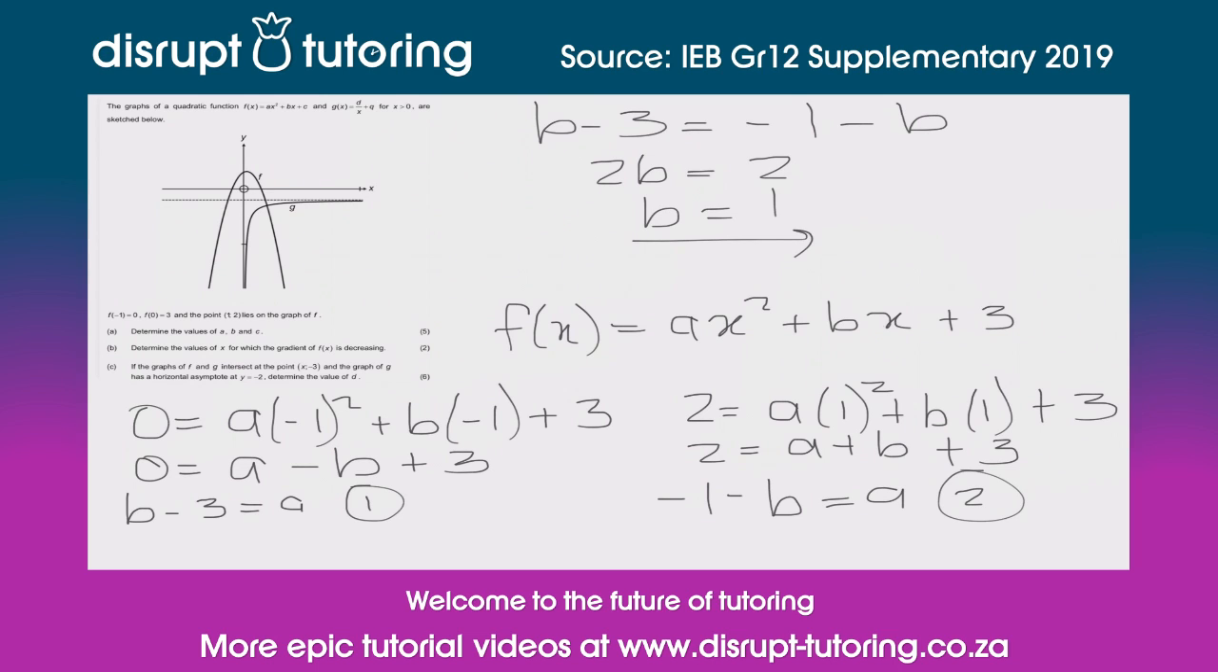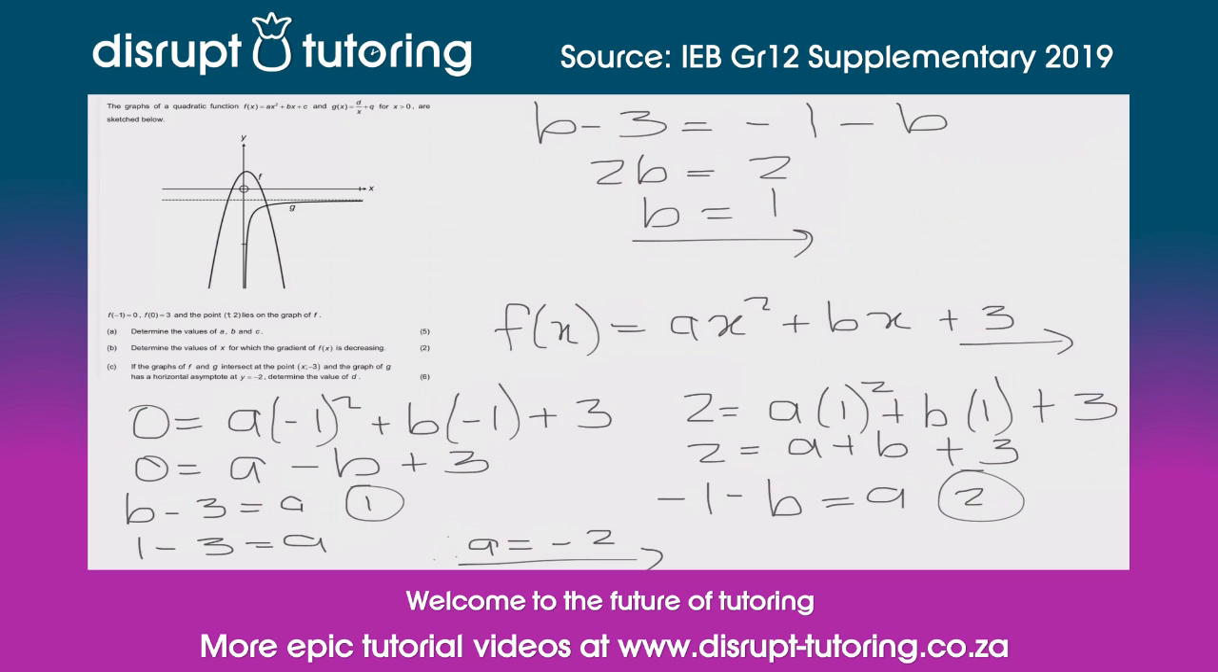Very nice. Now we can sub that back into either of our equations. I'm going to use this one because it's a little easier. So I'm going to sub in that value of b. So it's going to be 1 minus 3 equals a. So therefore, a is equal to 1 minus 3, which gives us minus 2. Right, and that should give you all of the answers for this particular question.